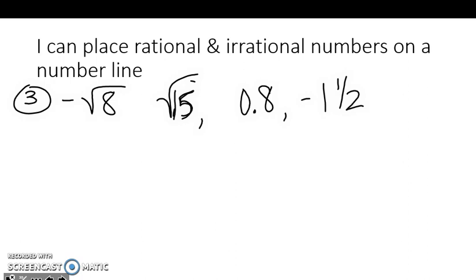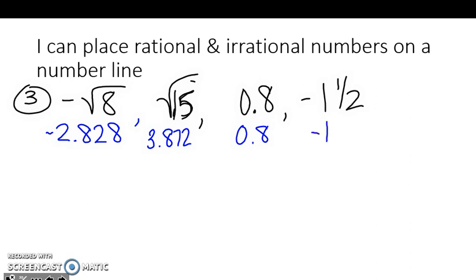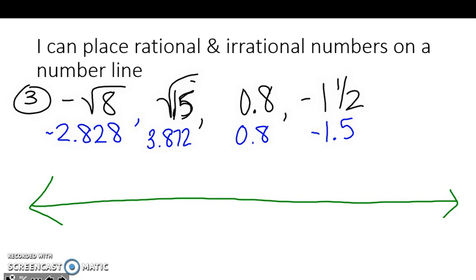Negative square root of 8 is going to be negative 2.828. Square root of 15 is going to be 3.872. 0.8 is already a decimal, and then 1 divided by 2 is 0.5, so negative 1.5. Get our number line here.